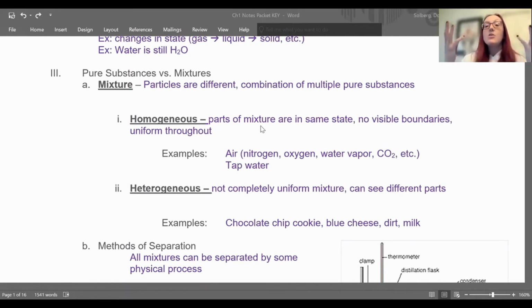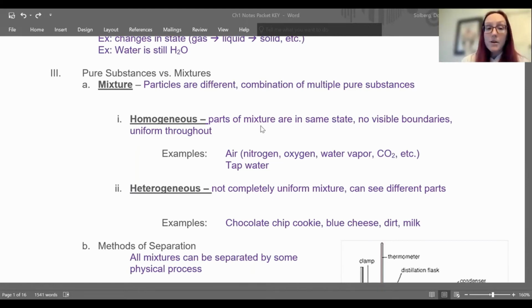So an example would be air. You can't see the different parts of air, though there are molecules of nitrogen, oxygen, water vapor, carbon dioxide. There's a whole bunch of different things in the air. So it is a mixture, but you can't see the different parts. So it is a homogeneous mixture. It has a smooth consistency throughout. You can think of it that way.